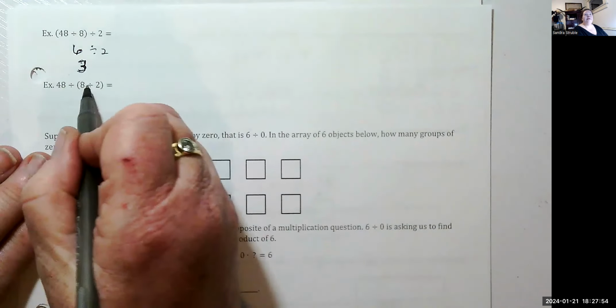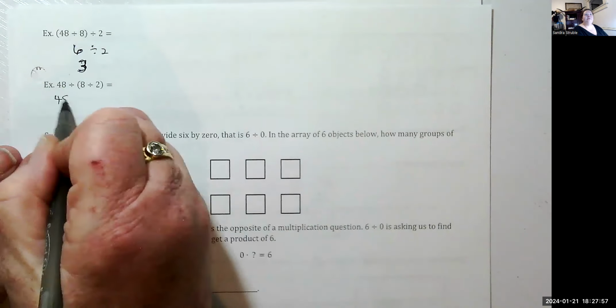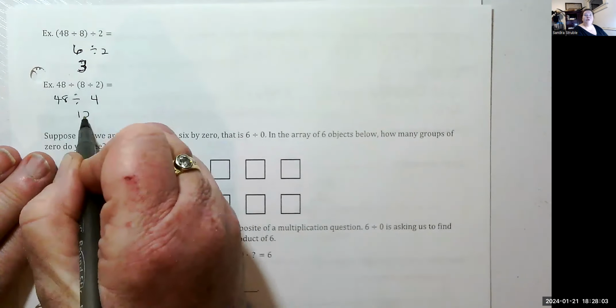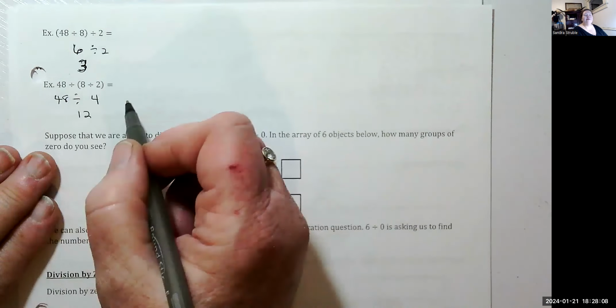Now the other way: 48 divided by the quantity 8 divided by 2. 8 divided by 2 is 4. And then 48 divided by 4 is 12, because 4 times 12 is 48.